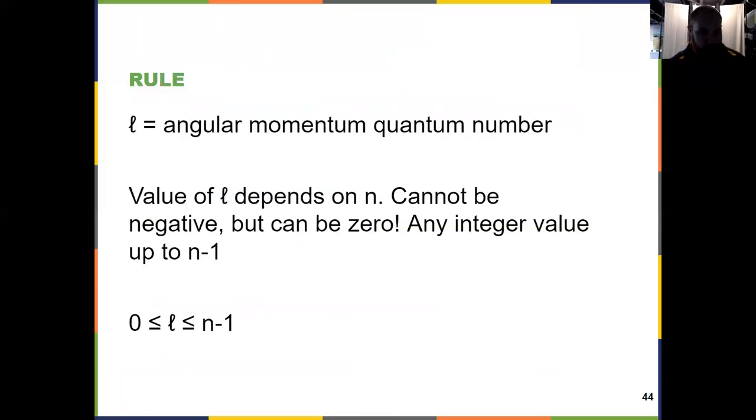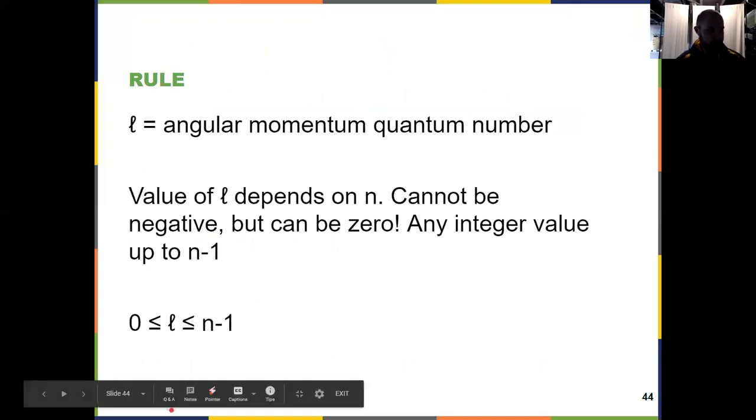Here's our rule for L. We said before, it's the angular momentum quantum number. It depends on n. It can't be negative, but it can be 0, and that's different from n. n cannot be 0 or negative. L can't be negative, can be 0. So any integer value for L up to n minus 1, summarized nicely right here: 0 is less than or equal to L, which is less than or equal to n minus 1.